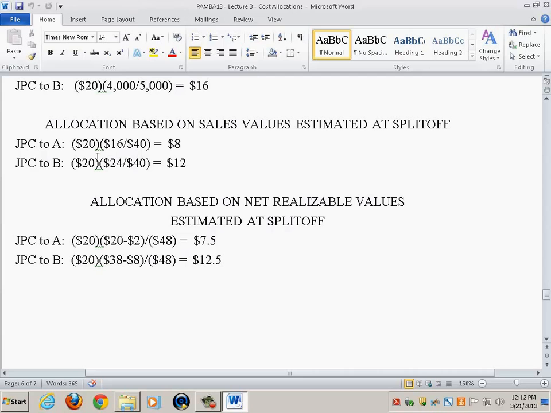Okay, so those are the commonly used allocation methods for joint costs. Any questions about them? It's basically being acquainted with the mechanics. The reasoning is, if we have to allocate, and we don't have a good scientific method to allocate, we have to come up with some kind of procedure. So these are three commonly used procedures.